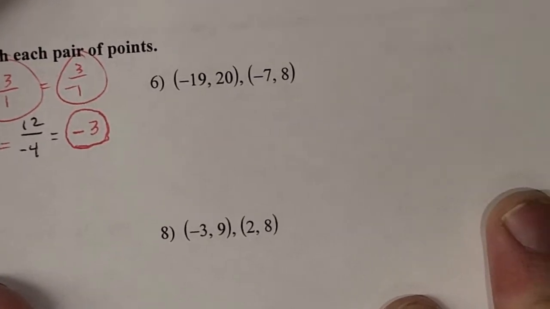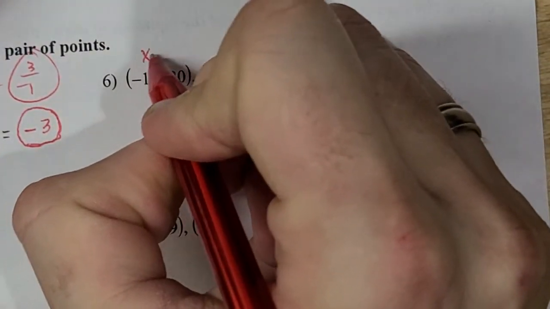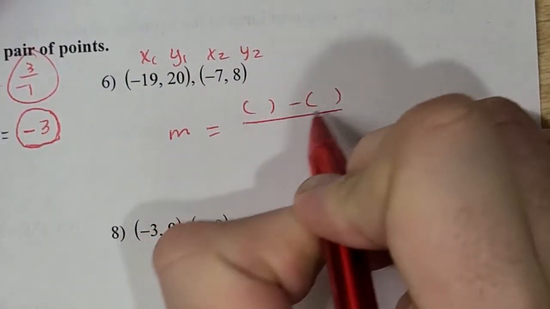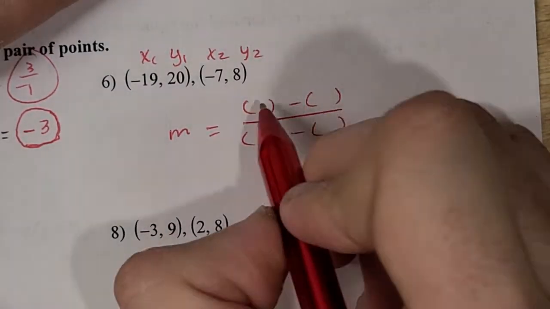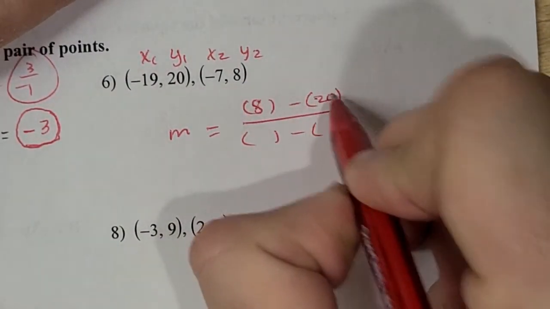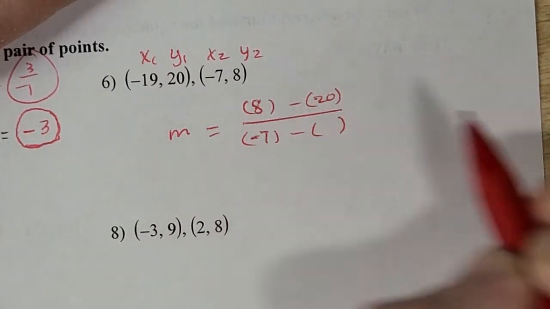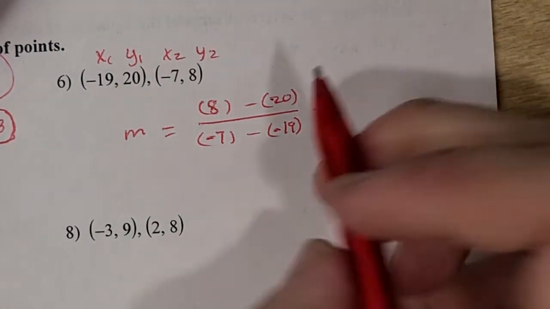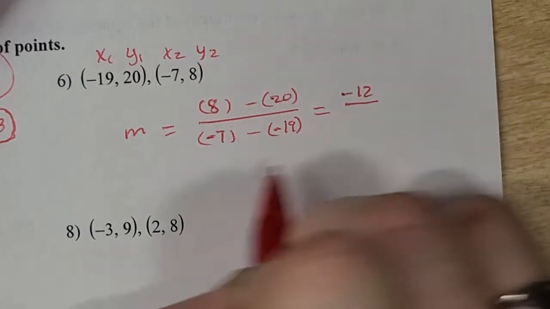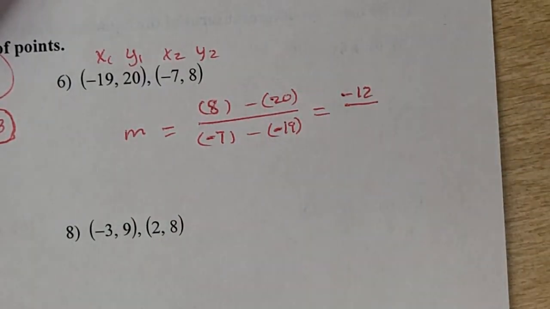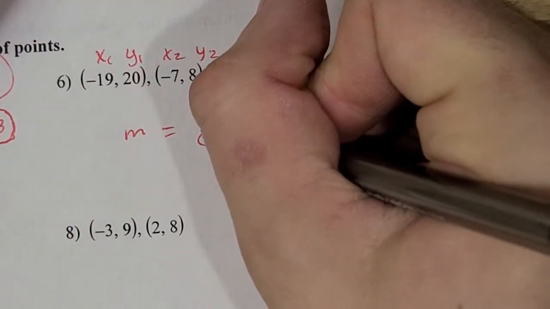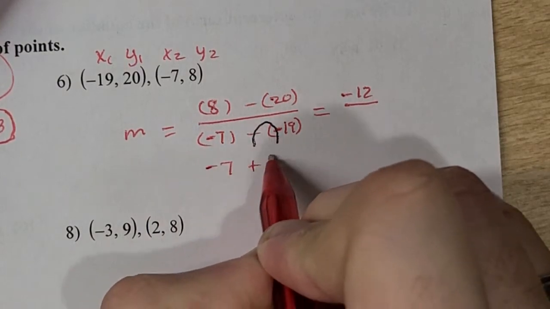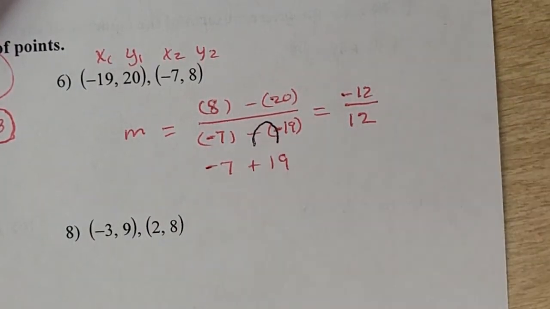Number 6. Same thing. So x1, y1, x2, y2. I'm going to write my parentheses, keep my negatives organized. So y2 is 8, y1 is 20, x2 is a -7, and x1 is a -19. So here's where we got to be careful with our negatives, right? 8 minus 20 is a -12. -7 minus a -19. Told you in class, give these a thumbs up so they're positive. So this is the same as -7 plus 19, which is 12.